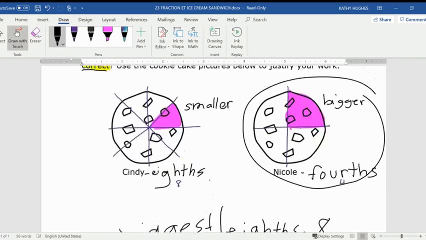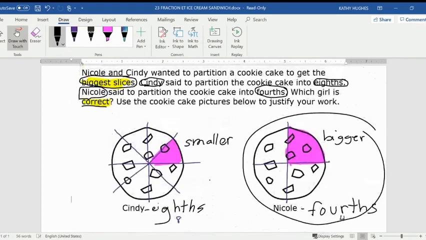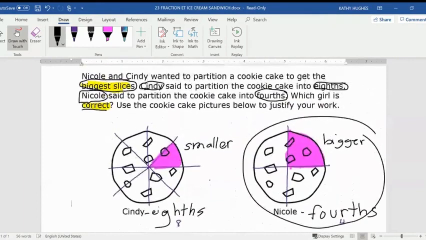Here really quickly to close our lesson. We were looking for who has the biggest slice. Which girl was correct when they said, I'm going to get the biggest slice? And in this case, it was Nicole, because when we looked at the different sizes, we realized that 1/4 is bigger than 1/8. I want you to remember when we were doing the mini lesson at my teacher table, we talked about that relationship. When you compare eighths, fourths, and halves, eighths is always the smallest. Fourths is bigger than eighths, but then half is bigger than fourths and bigger than eighths.